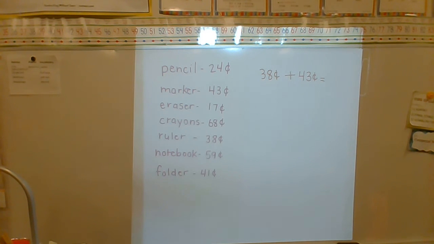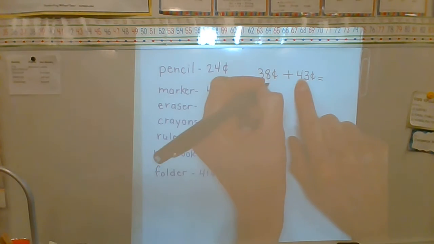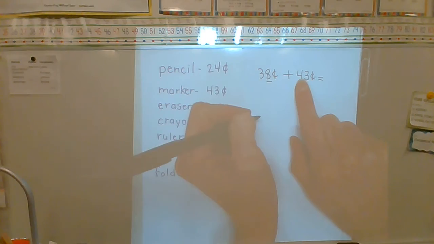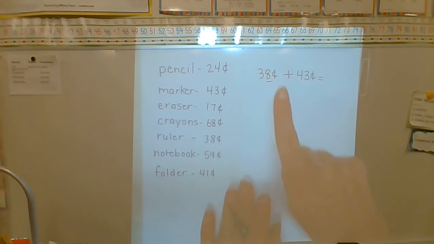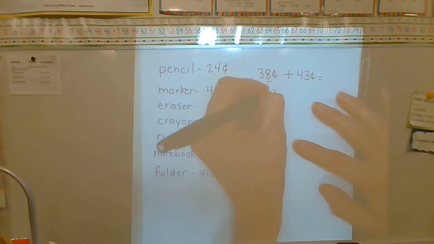If I had 38 cents, I can think about, well, 38. I'm going to round it to the nearest 10. 38, he's between the 30 and the 40. Is he going down to 30 or up to 40? That's right, because he has an 8 in the ones place, and remember it's 5 and everything higher goes up. So he would round to 40.